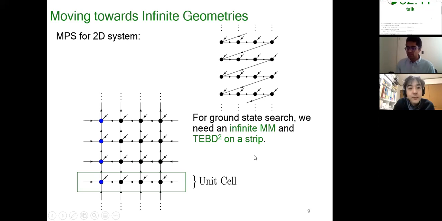What we're going to need is first to develop an infinite version of this Moses move algorithm to move the orthogonality hypersurface between the columns. And then we're going to need to develop a TEBD squared, a 2-dimensional version of TEBD, on this isoPEPS strip to perform imaginary time evolution and find ground states.